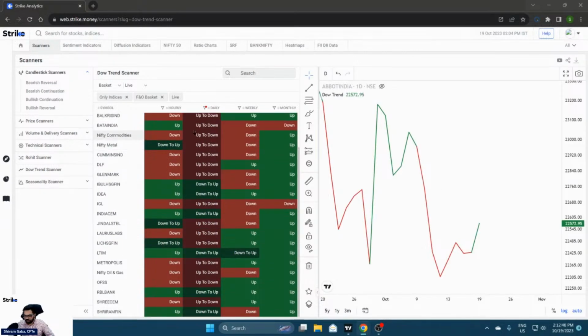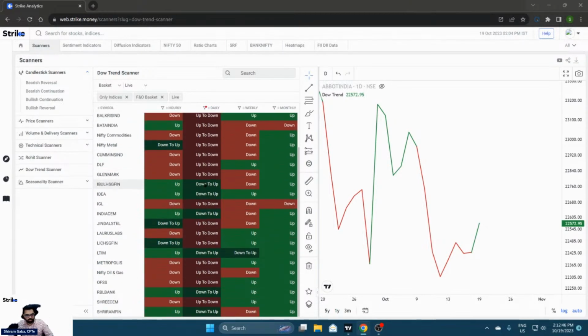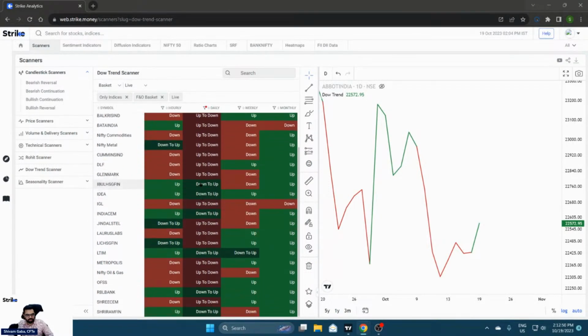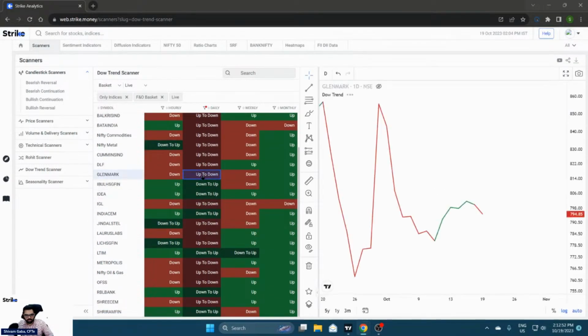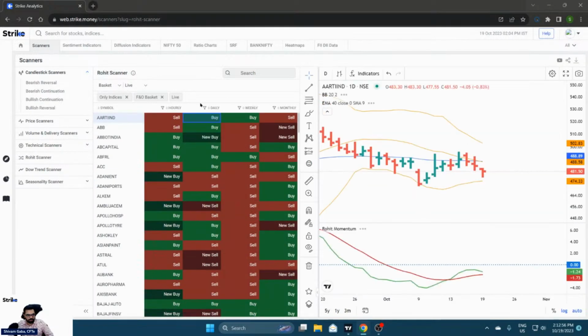Overall action seems downwards, even in the Dow trend scanner. As you can see, more up to down signals than down to up. So even same like yesterday, more stocks are giving price reversal to the downside. Let's see the same thing with RMI as well.